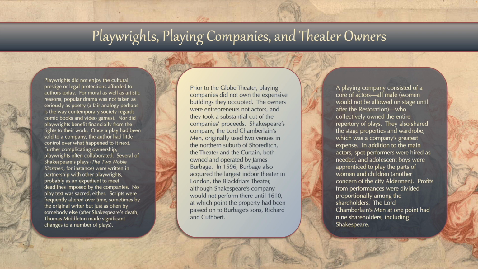In 1596, in addition to the theater in Shoreditch, Burbage also acquired the largest indoor theater in London, the Blackfriars Theater, although Shakespeare's company would be prohibited from performing there until 1610. Right after Burbage bought it, the Corporation of London successfully banned adult performances within the city limits, so they could not use their indoor theater until 1610. And by that point, James Burbage was dead, and his theater properties had been passed on to his sons, Richard Burbage and Cuthbert.